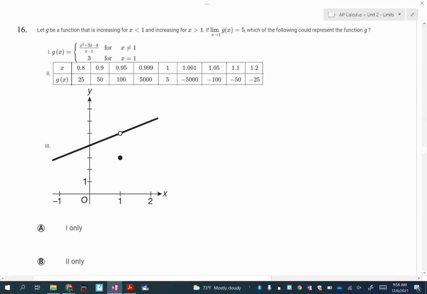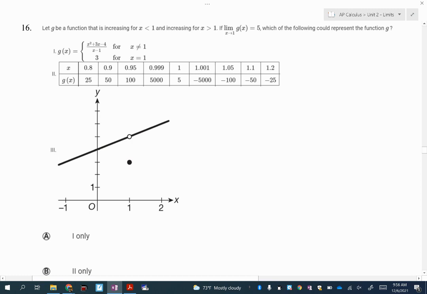Okay, 16. It tells us that the function is increasing for values of x that are less than 1 and increasing for values of x that are greater than 1. And if the limit as x approaches 1 is 5, which of the following could represent the function g? Well, when I look at the first one, it's piecewise, right? So when you approach 1, the first instinct for the piecewise function is, okay, when you use 1, you get 3. But as I've mentioned multiple times in this review already, just because g of 1 is not equal to 5 doesn't mean your limit could not equal 5.